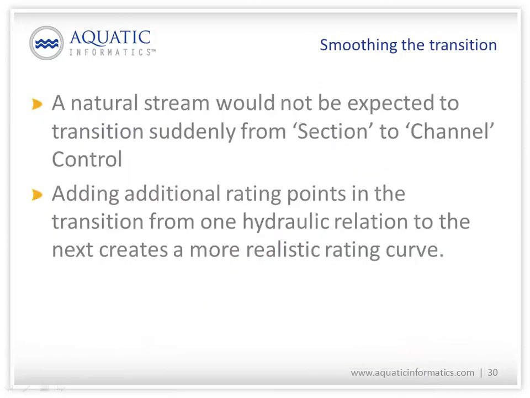In most situations, we would not expect a sudden transition from a section control to a channel control situation. There is more typically a smooth transition from one to the other. And so adding additional rating points through this transition zone can make a more realistic looking rating curve.